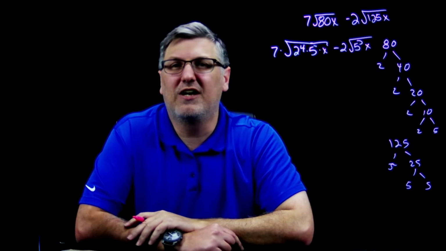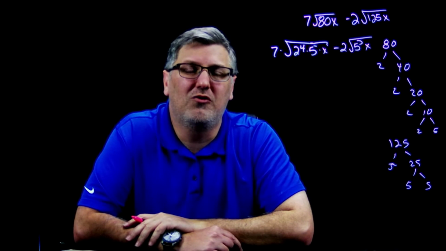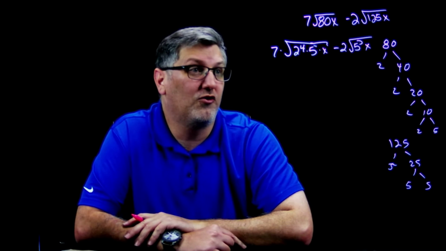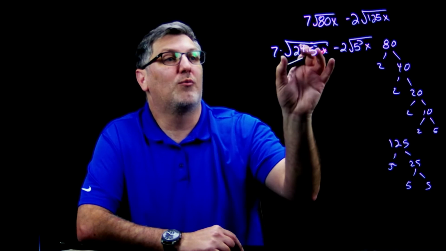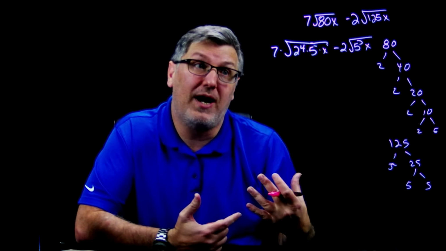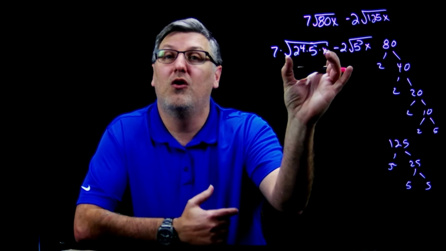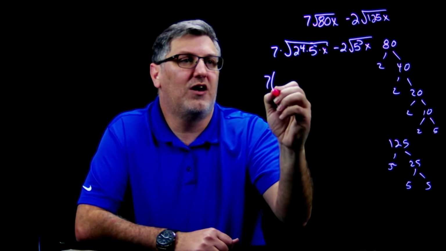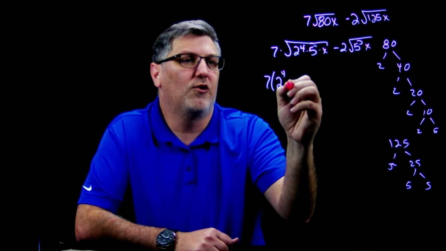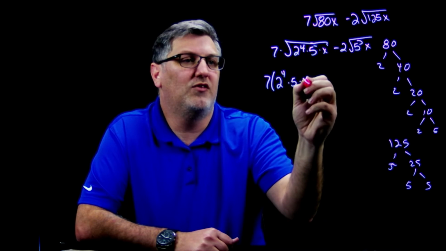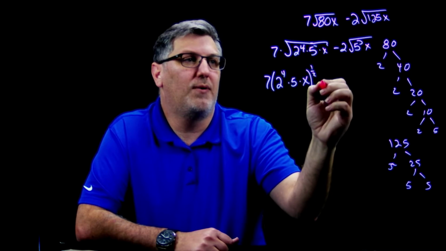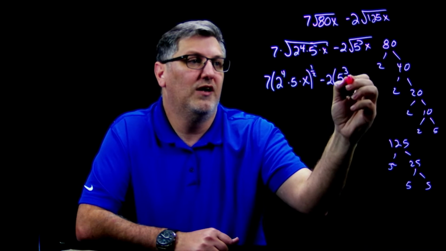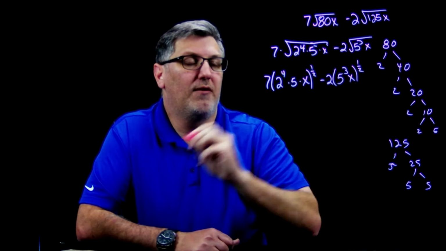Now it seems like a weird way of doing this, but I'm showing you how to think of this in terms of exponents instead of just square roots. So I'm going to rewrite the square root as a 1/2 power, because I'm going to treat all of this as simply to the power of 1. So I'm going to have 7 times 2 to the 4th times 5 times x to the 1/2 power minus 2 times 5 cubed x to the 1/2 power.